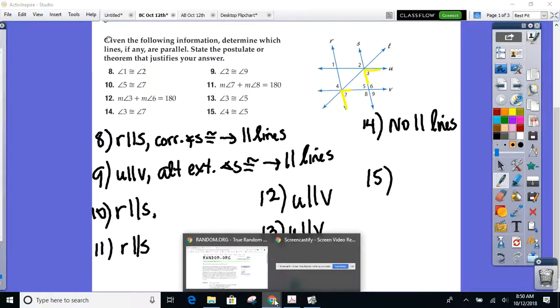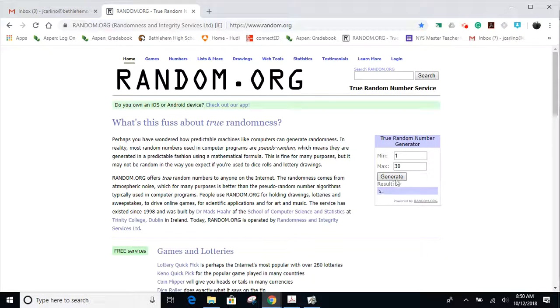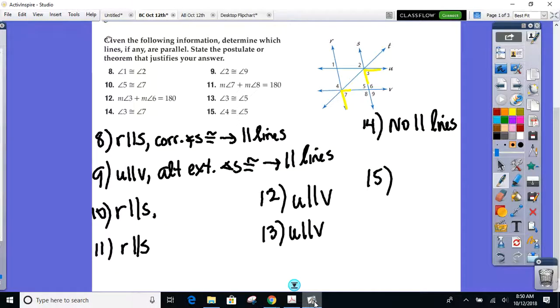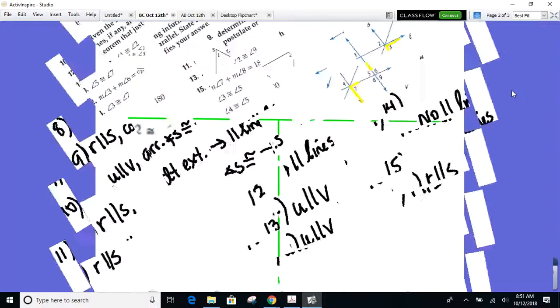And then finally 15. 4. Yep, they are. So which lines then? 4 and 5. R and S, because you got corresponding angles congruent. Got it. Okay, any issues there? How are we finding the parallel lines? We're all good? Because now we're going to prove them now. All right, here we go.